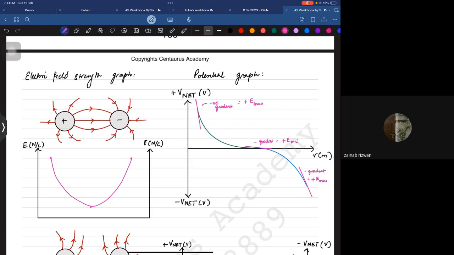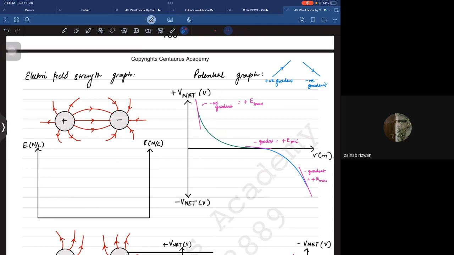Okay. First of all, let me tell you one important rule. If you ever see a line going up, that is basically a positive gradient. Do you understand that? If a line is going down, then that is a negative gradient. Is it clear? Okay. What do you see right here? It's going down, so negative gradient.